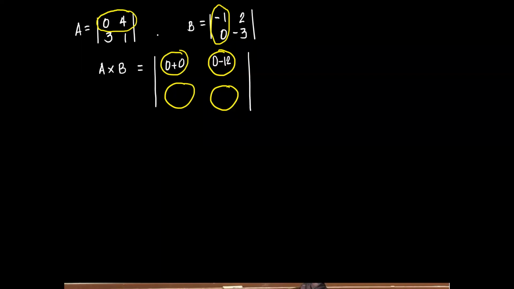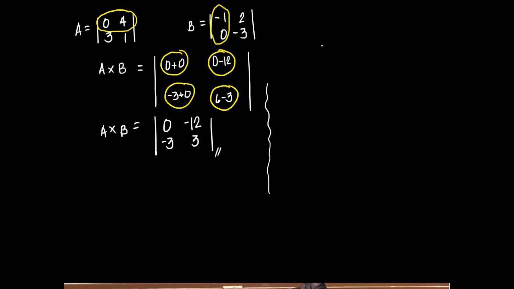Lower. 3 times negative 1 is negative 3. 1 times 0 is 0. Next, 3 times 2 is 6. 1 times negative 3 is minus 3. So that means A multiplied by B would give me 0, negative 12, negative 3, 3. It is a 2 by 2 matrix.